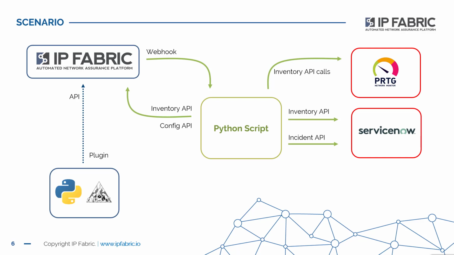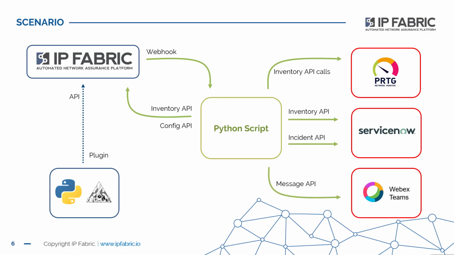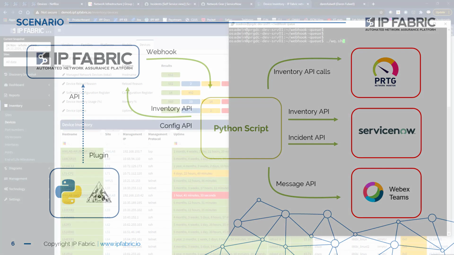And then just for completeness, we know that the engineering teams use Webex Teams to communicate amongst themselves. So what we can do is get our script to raise a message into Webex Teams to say, go and check on these incidents in ServiceNow because there's some actions that you need to take and some information that you need to see.